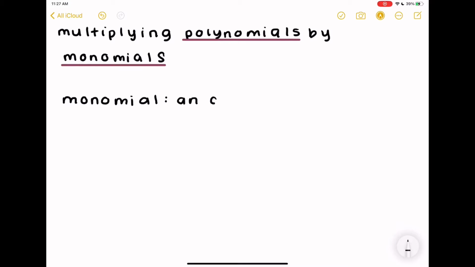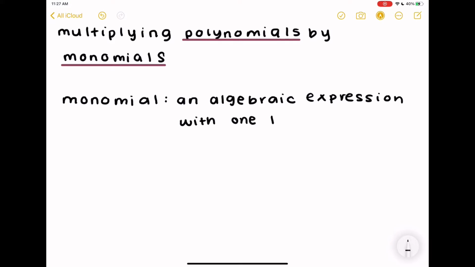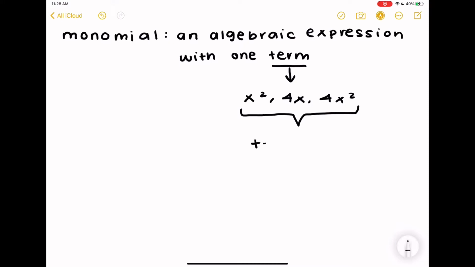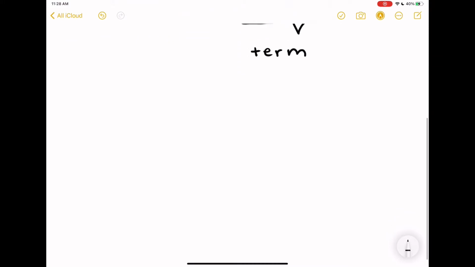Before we multiply polynomials and monomials, first we need to understand what they are. A monomial is an algebraic expression that has one term. There are many different examples of a monomial, some including x squared, 4x, or 4x squared. As you can see, the variable squared does not matter. A monomial could be 3x cubed. It does not matter as long as it's only one term.